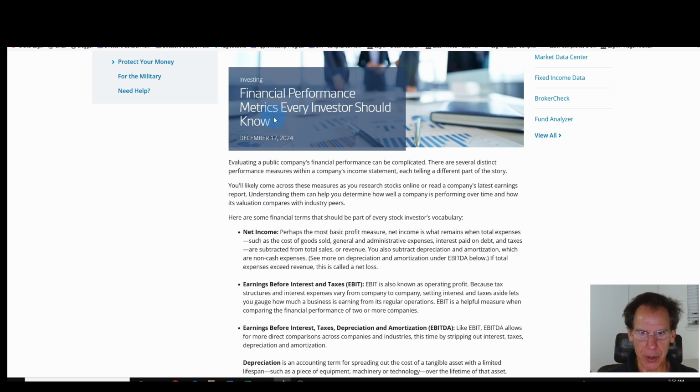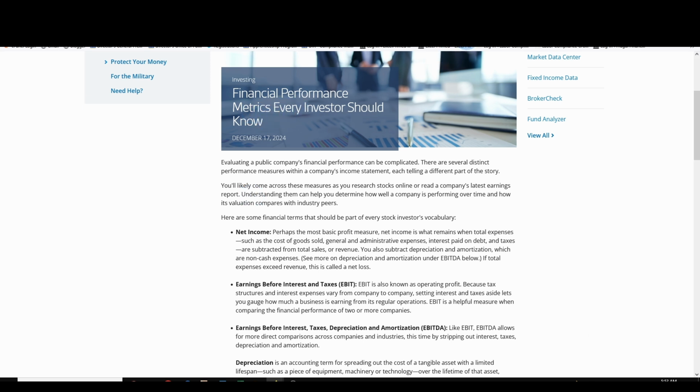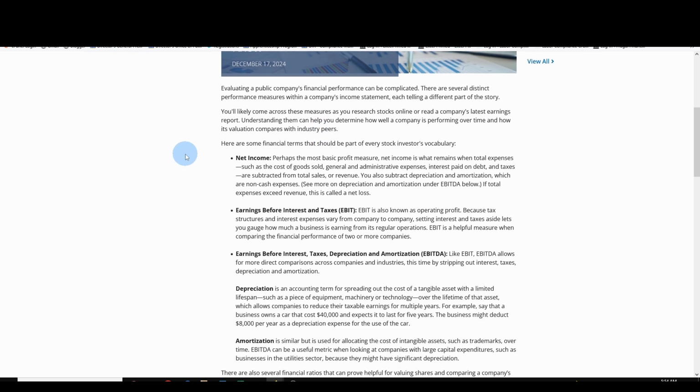Financial performance metrics every investor should know. Evaluating a public company's financial performance can be complicated. Several distinct performance measures within a company's income statement, each telling a different part of the story. You likely come across these measures as you research stock online or read a company's latest earnings report.